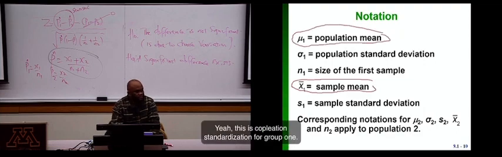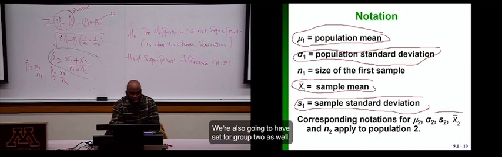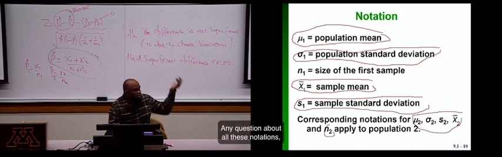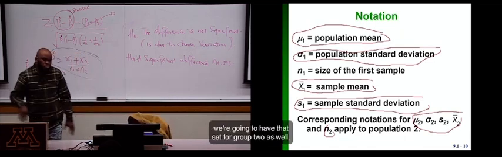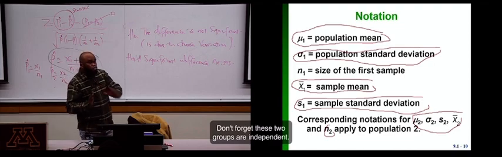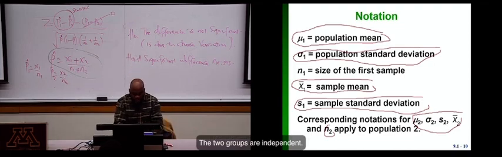They are not the same. This is the population standard deviation for group 1. This is the sample standard deviation for group 1. We're also going to have the same set for group 2 as well. Any question about all these notations? Don't forget, these two groups are independent. The two groups are independent.